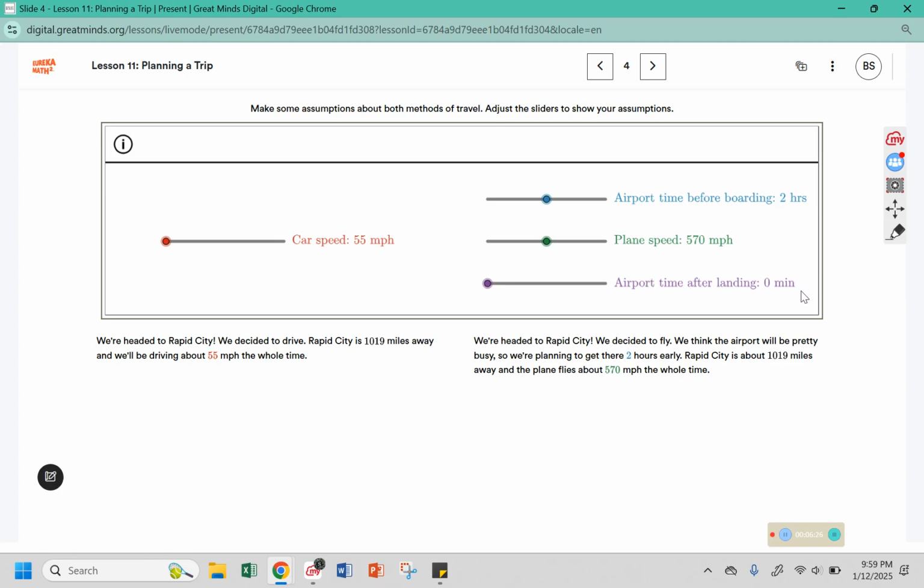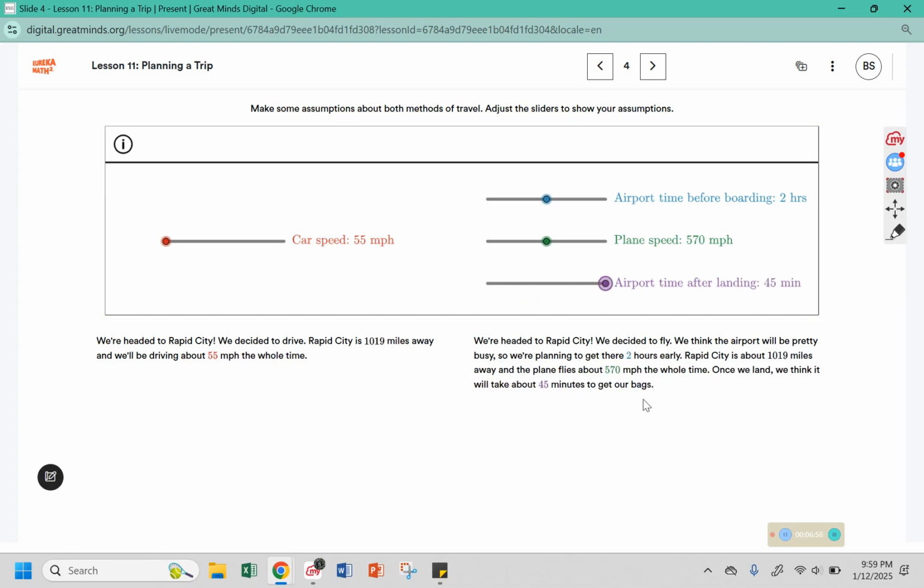Airport time after landing. So after you land, the plane has to taxi to the airport from the runway. They hook up the little thing for you to get off. You walk through the airport. You might stop at the restroom. You pick up your bags, or you wait for them to come out. You pick up your bags, and then you've got to go from the airport. So I'm going to say this is going to take 45 minutes, because we have to wait for all the people in front of us to get off the plane and then go get our bags.